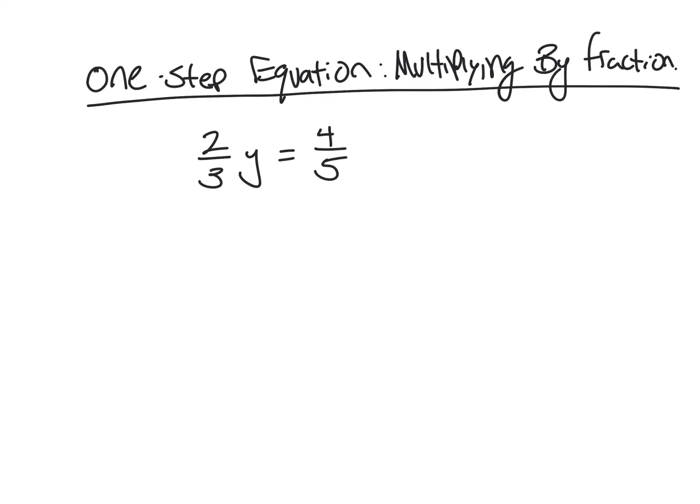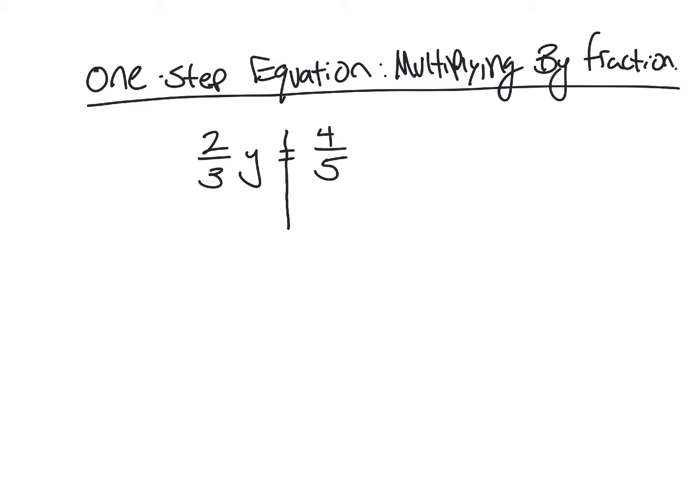In this video, I'm going to talk about what we do when we have a fraction times a variable when we're solving an equation. So if we have 2/3 y equals 4/5, 2/3 y means 2/3 times y. So I'm going to go ahead and draw our line to separate the two sides of our equation just to help us out. So if we have 2/3 times y, to undo times 2/3, we would divide by 2/3.